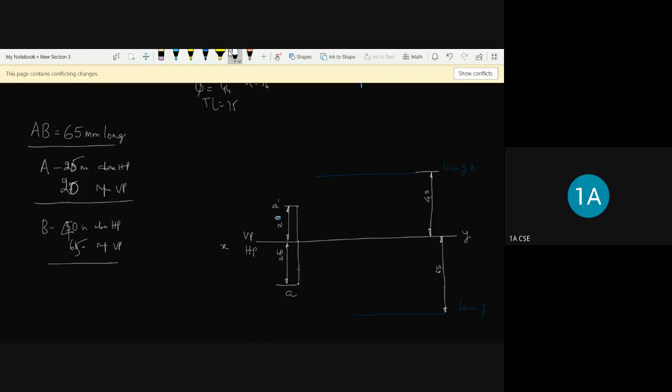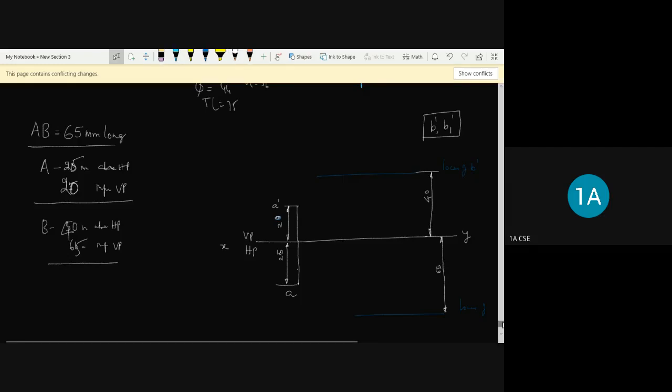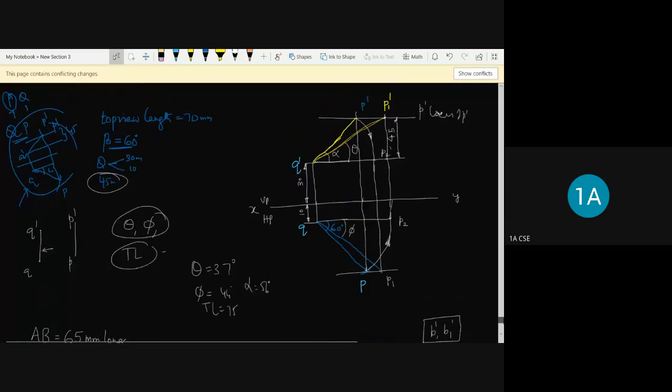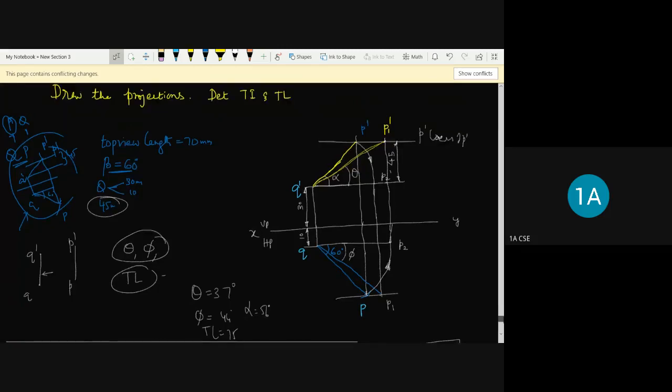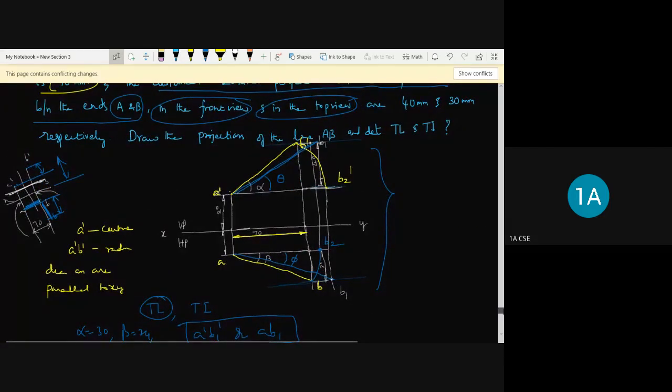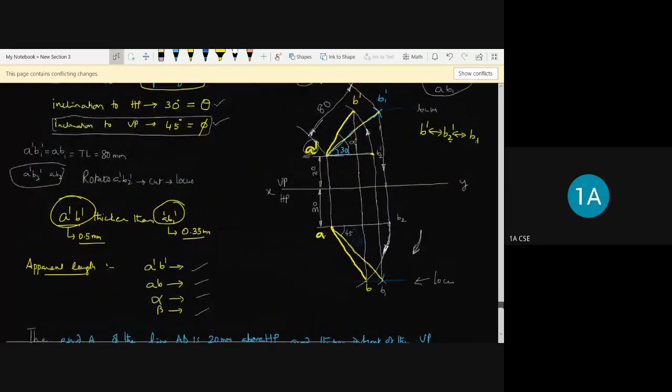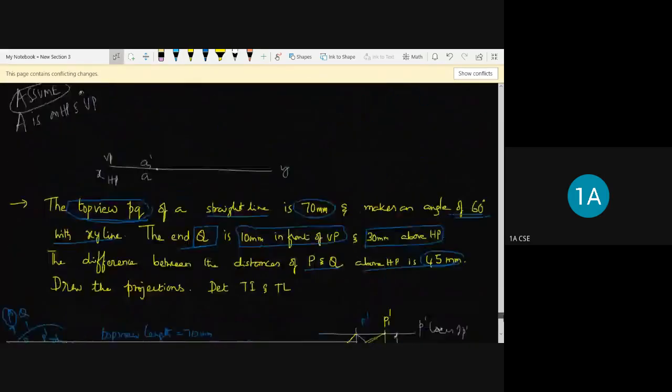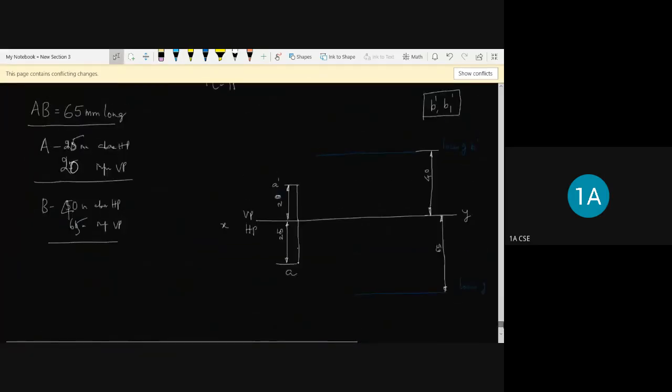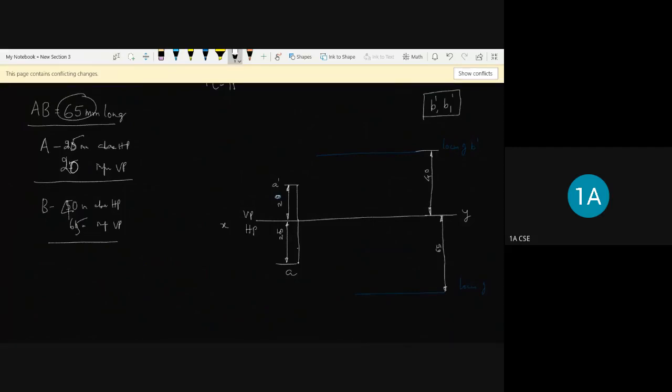But this is the locus of B dash. We know that B dash and B1 dash lie on the same line. In the previous problems we solved, the locus of the endpoint, P1 dash and P dash, lies on the same line, and P1 and P also lie on the same line. Similarly here, B1 dash and B dash lie on the same line, and B1 and B also lie on the same line. So it means that he has given the true length, that is, the length A dash B1 dash is known.